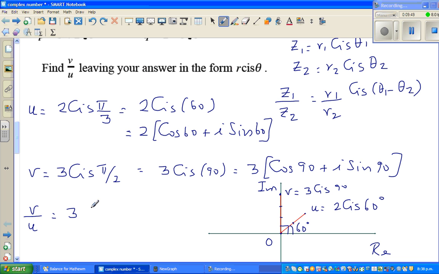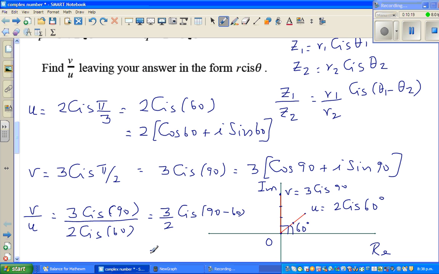over 2 cis 60. This number is called the modulus or the distance, and this is called the argument, so 90 is the argument and 60 is also an argument. So this is 3 divided by 2 times cis of 90 minus 60, just like that. So this is 1.5 cis 30. So this is your answer.